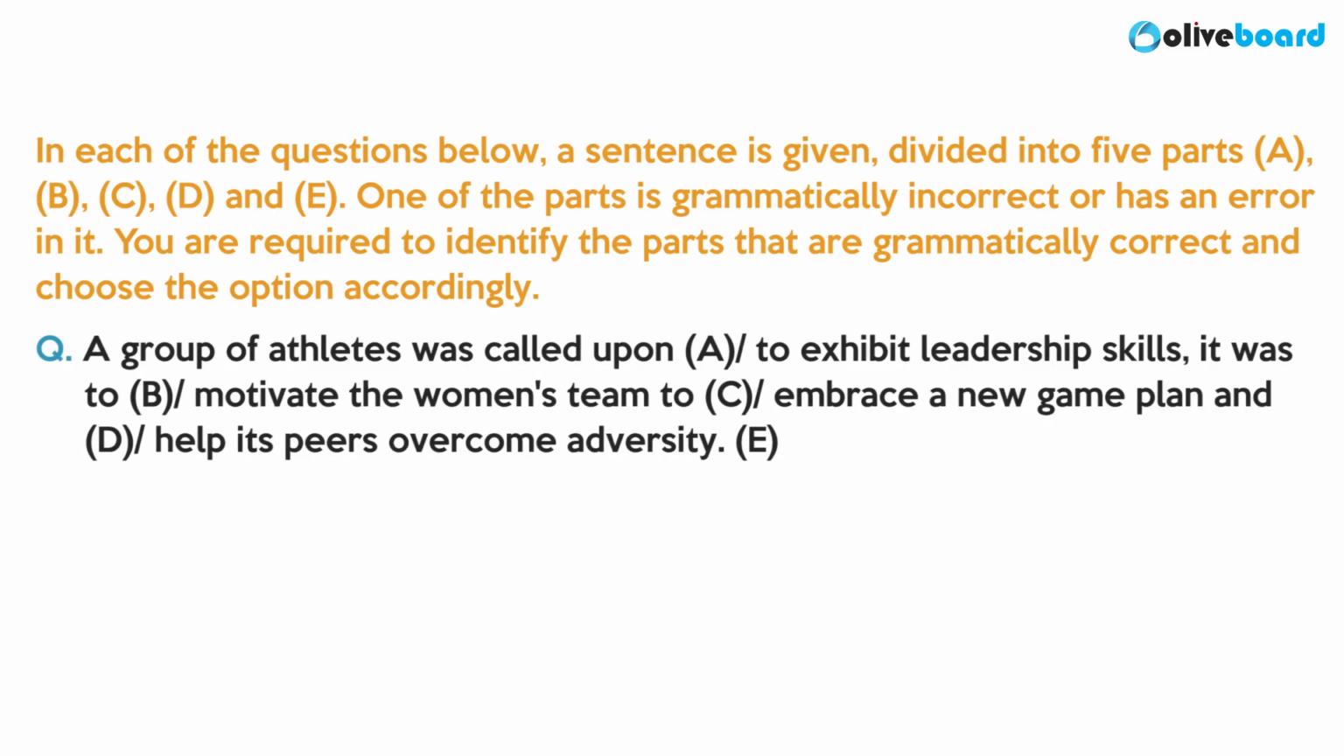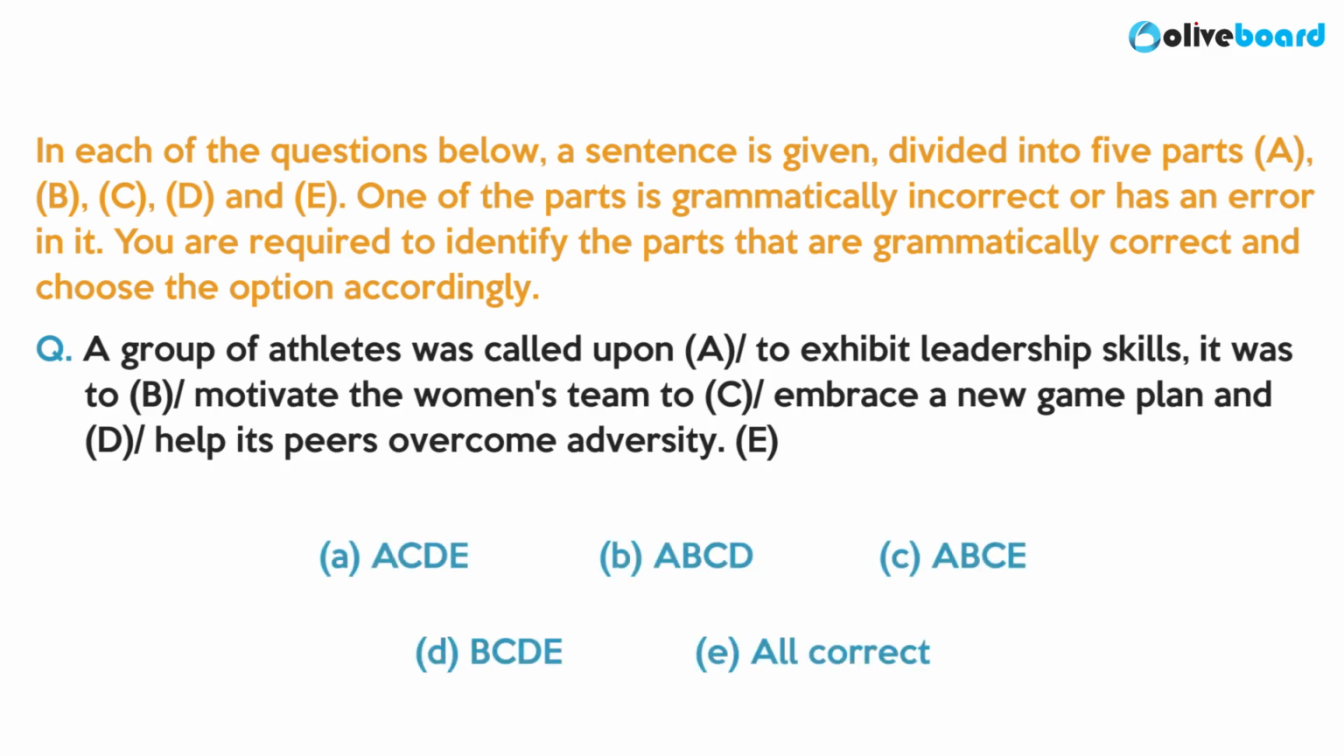A group of athletes was called upon to exhibit leadership skills. It was to motivate the women's team to embrace a new game plan and help its peers overcome adversity. Now सुनने में ये sentence बिल्कुल ठीक लगता है. For once you will not be able to find an error.